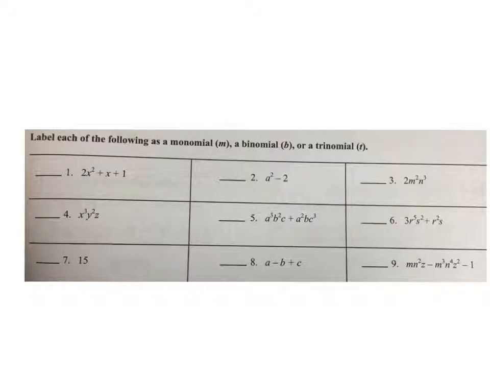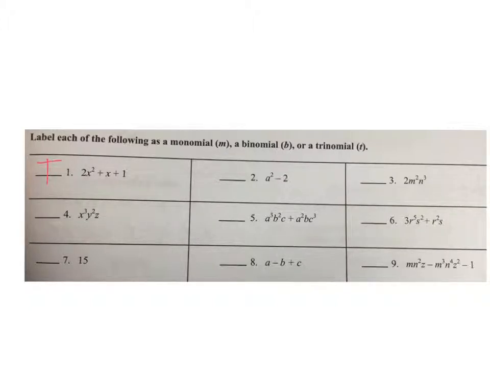Okay, so on this, what we want to do is label each of the following as either a monomial, a binomial, or a trinomial. Okay, so those are our three choices, right? So let's look at our very first problem, number 1. How many terms are there? 3. I got 2x squared is a term, x is a term, and 1's a term. And the way I know each of those is a term is because they're all separated by positive signs, right? And so this right here would be a trinomial. I put a T there for trinomial, right?